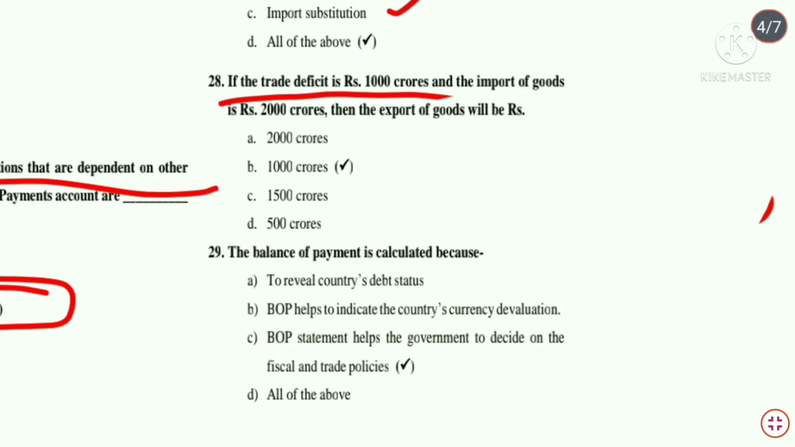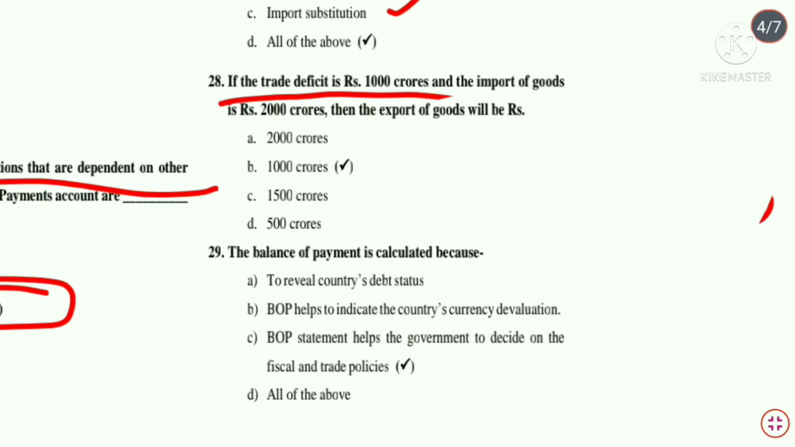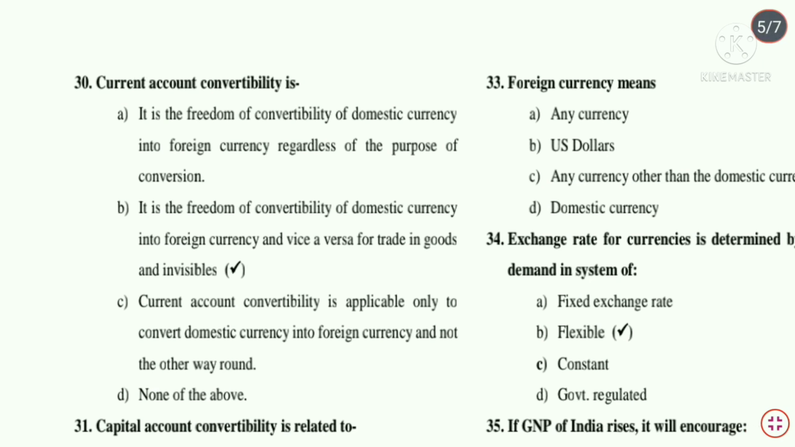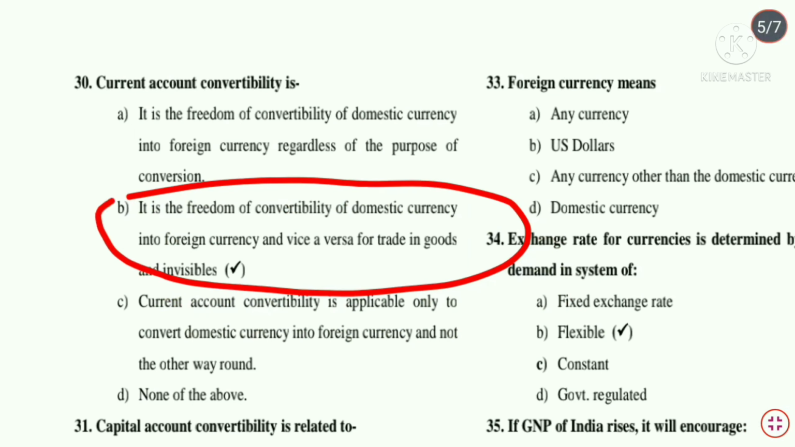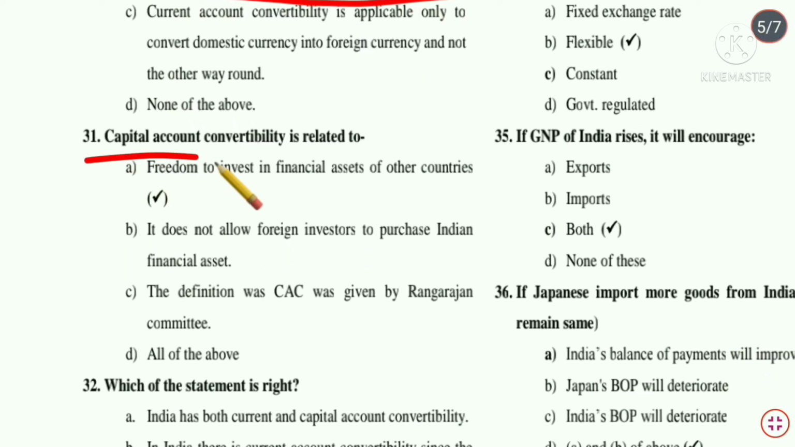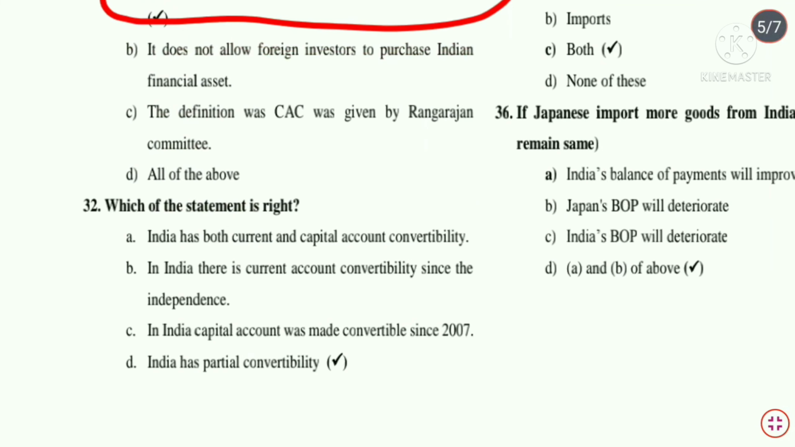Next question, the balance of payment is calculated because option C, balance of payment statements help the government to decide on the fiscal and trade policies, is the correct answer. Next question, that is current account convertibility is, it is the freedom of convertibility of domestic currency into foreign currency and vice versa for trade in goods and invisibles. Next question, that is capital account convertibility is related to, it is freedom to invest in financial assets of other countries. That means option A is the correct answer.